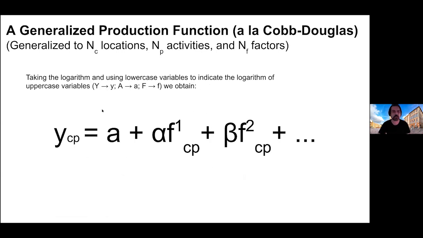the logarithm, because when we take the logarithm, we not only change uppercase variables to lowercase variables, we basically transform this into a summation. Okay, so we're going to say that the logarithm of the output for a location and an activity is equal to some constant and a parameter that we learn here, this elasticity alpha, times the first factor, plus another constant and the second factor, and so forth. So this is what we do with production functions.